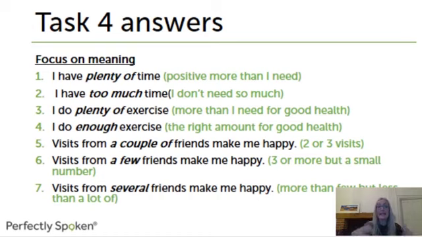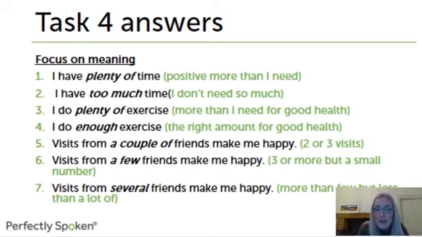Yeah, so plenty of is more, but always in a very, very positive way. And enough is the right amount for what you need. Okay? Too much or too many is when you have a large amount of something and it's negative. You don't need it. Do you see me waggling my fingers? Okay. So something to note there.